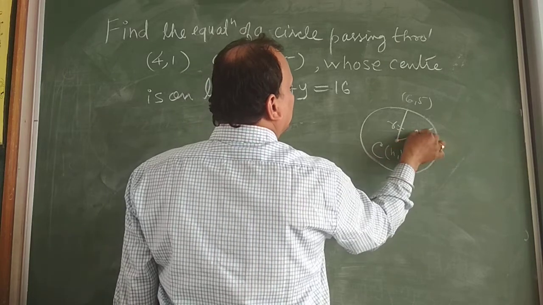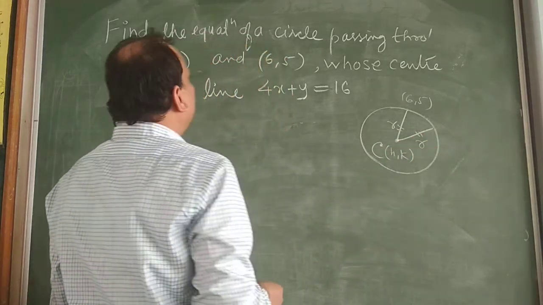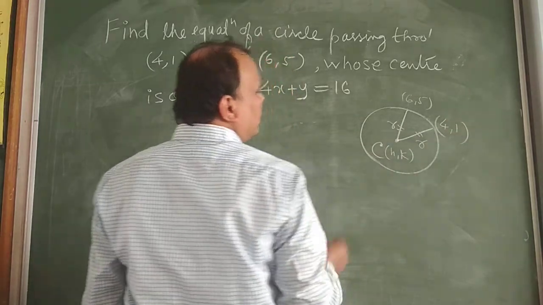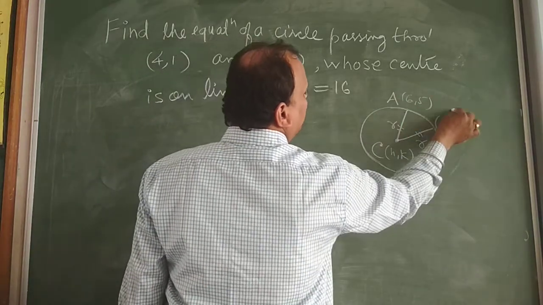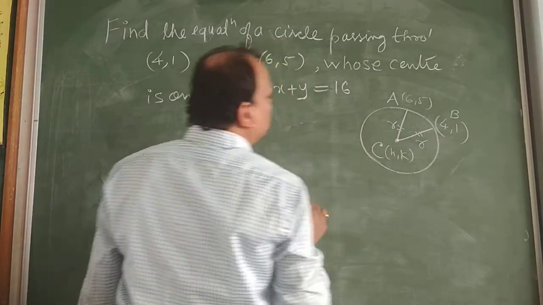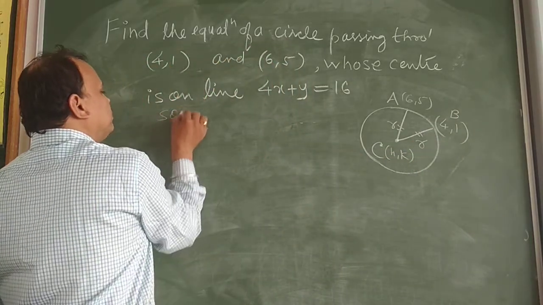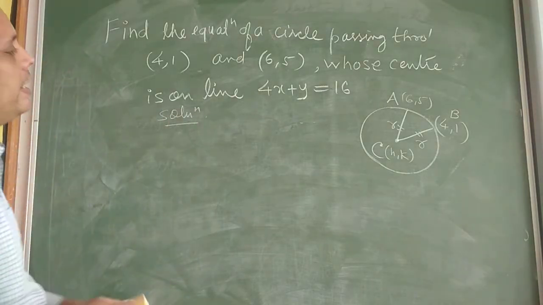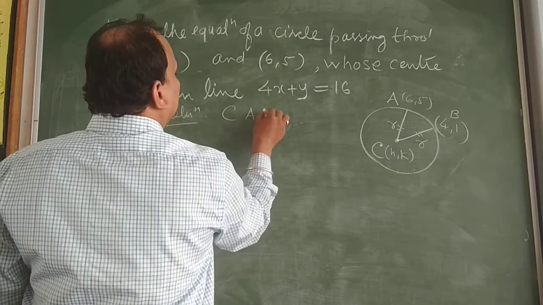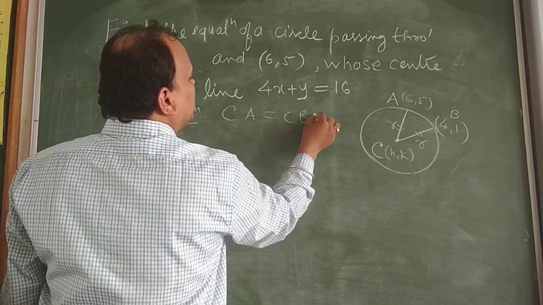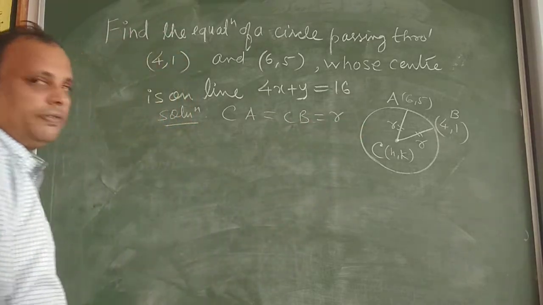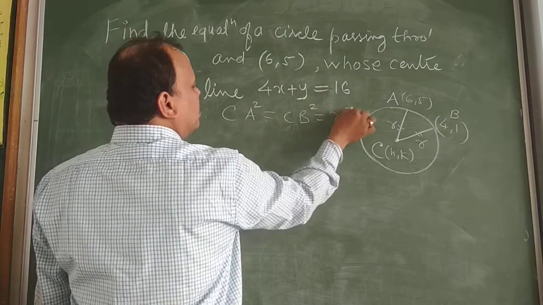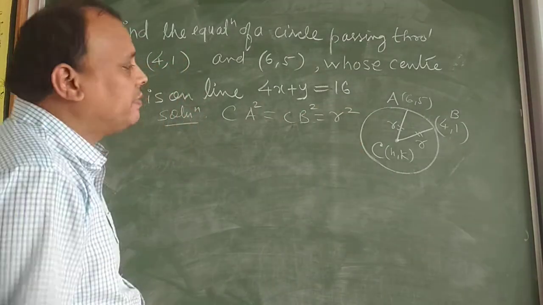Then we have another point, passing point 4, 1. Suppose this is point A and this is point B, and the center is C. We can understand it very well that CA is equal to CB is equal to the radius. It's very clear. So if we apply the distance formula, suppose we square it for our convenience.